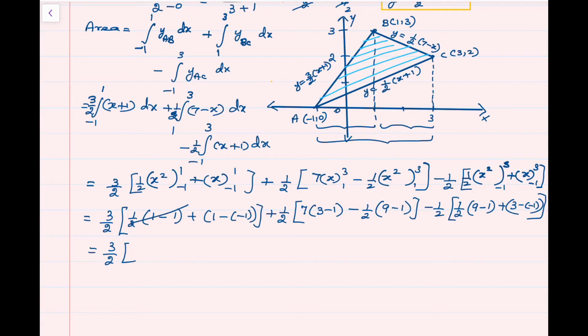This term is 0 and that becomes 2, half into 7 2s are 14 minus 8 by 2, 8 by 2 is 4, minus half into 8 by 2 is 4 and that is 4. We get 3 plus 10 by 2 is 5, 8 by 2 is 4. We can easily check our answer.